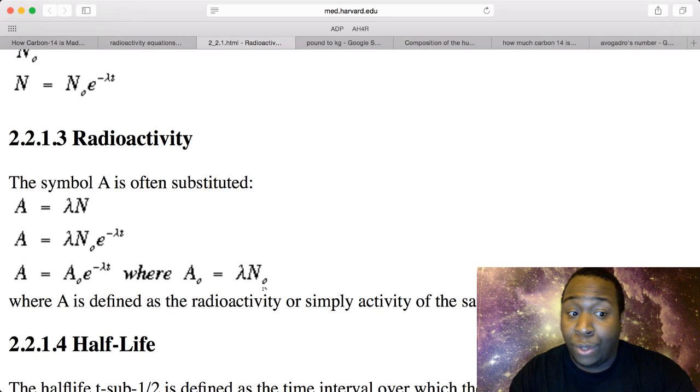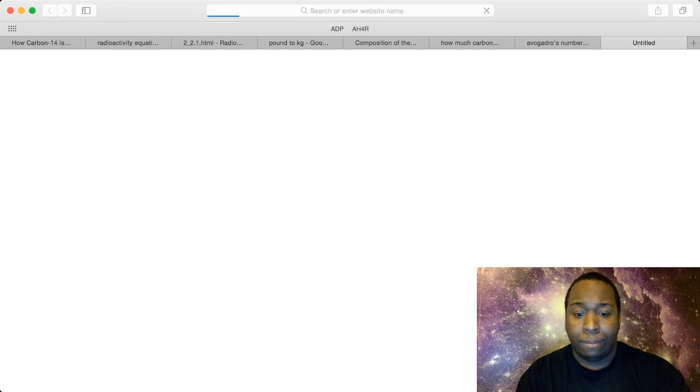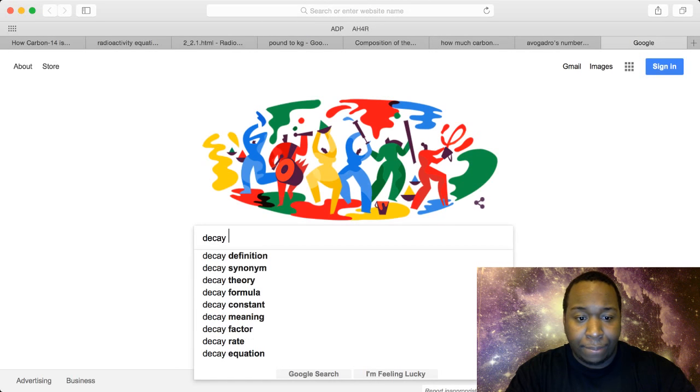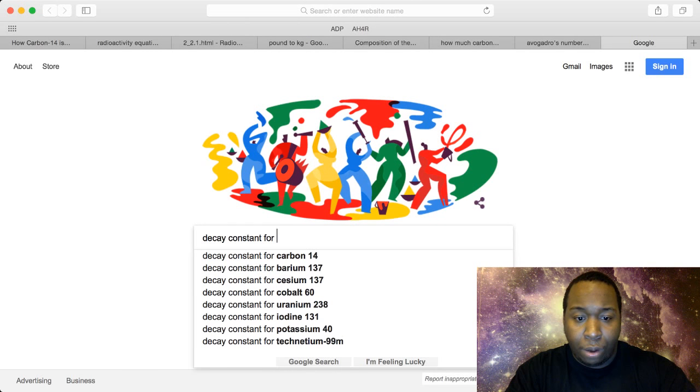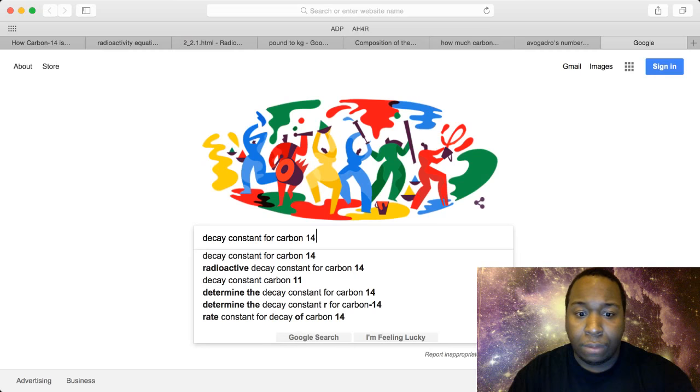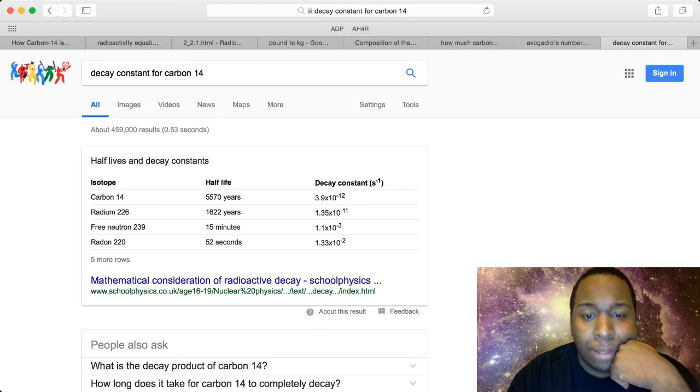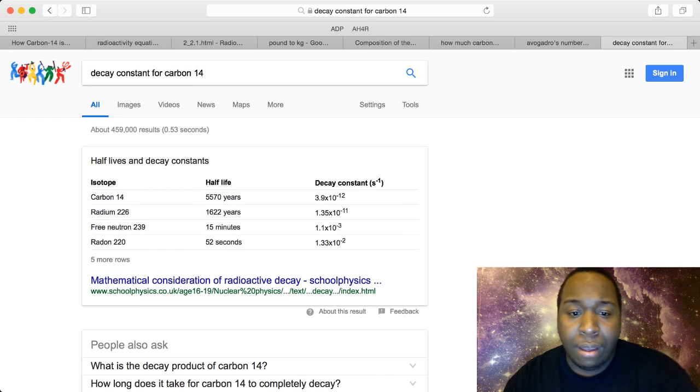We are not going to try to calculate the decay constant for carbon-14. We're just going to look it up. So let's pull up another browser tab, and we're going to put in decay constant for carbon-14. And there you go. In units of per second, it's roughly 4 times 10 to the negative 12, but I would go ahead and use a value of 3.9.